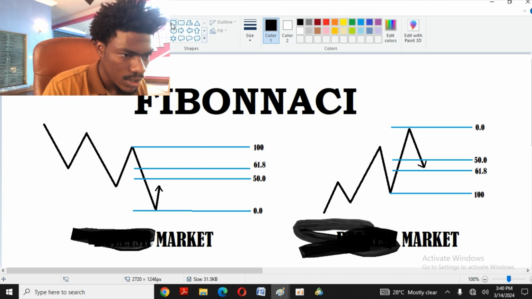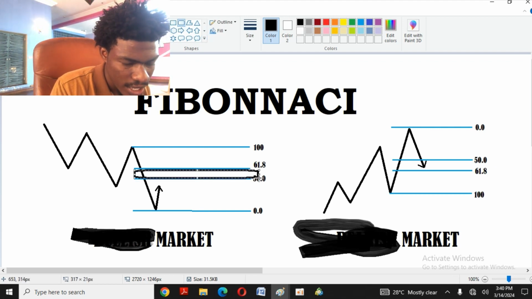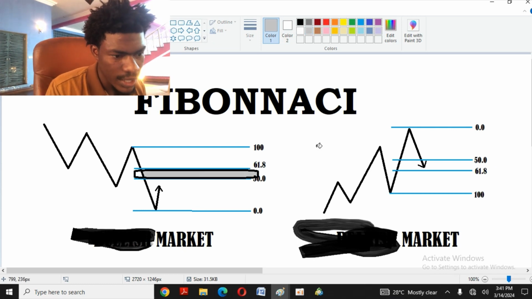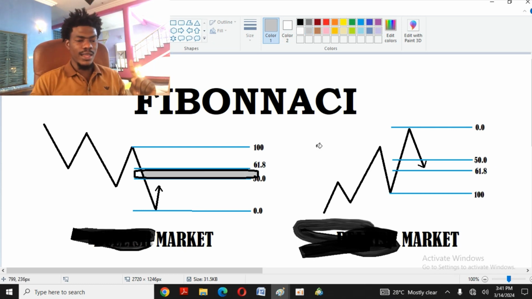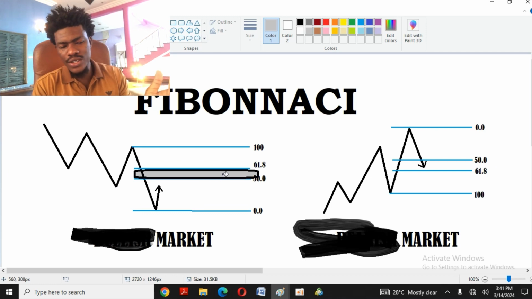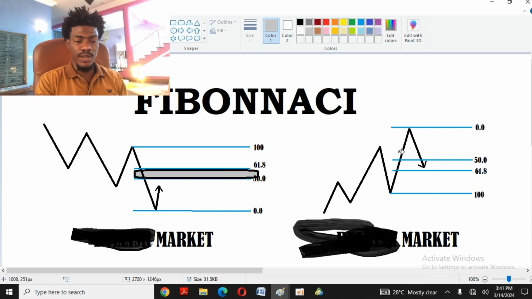Let me mark this out. Anytime the market gets to this level, in between your 61.8 and 50.0, I'm always very attentive, especially if there is an imbalance here or an order block. I'm always very careful to look for entries within that level. You understand? Anytime the market gets in between the 61.8 and the 50.0, depending if it's a bearish or bullish market, I'm always very attentive.